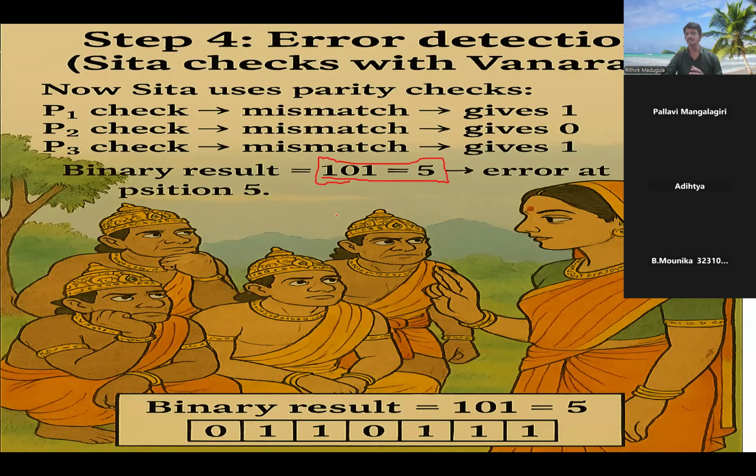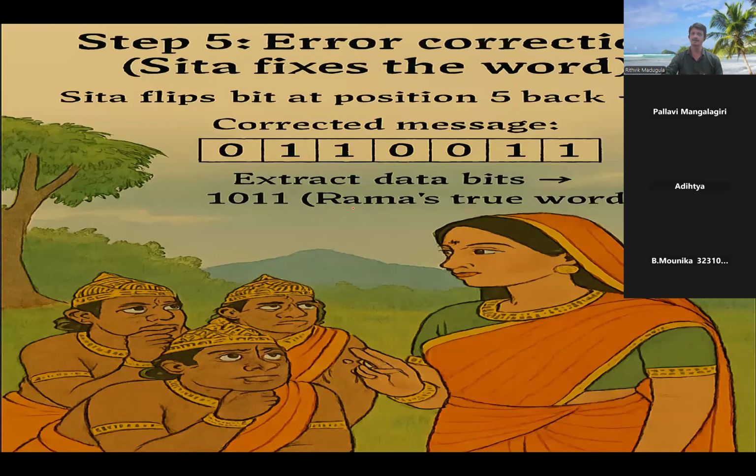So the parity check while transmitting shows it is not right, there is an error. So this message should be corrected accordingly. After checking the parity bits, the true message, that is 1011, along with the parity checks, will be detected and corrected by Sita. So this entire transmission takes place in the Hamming code error correction step.